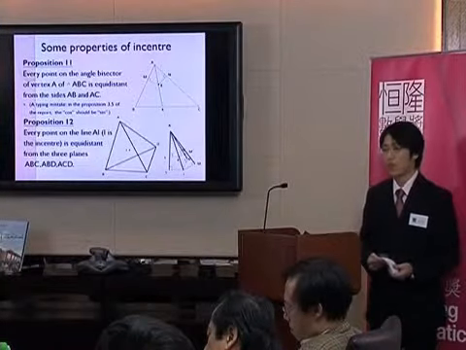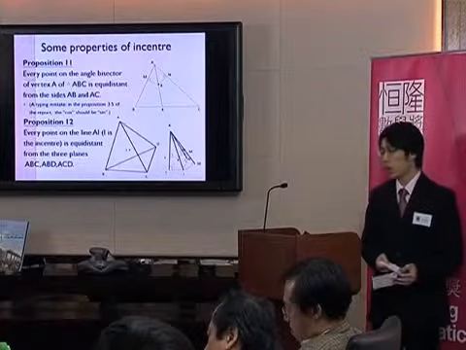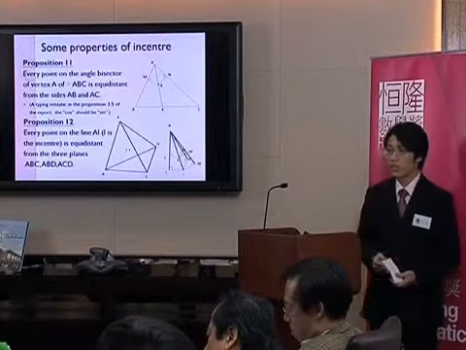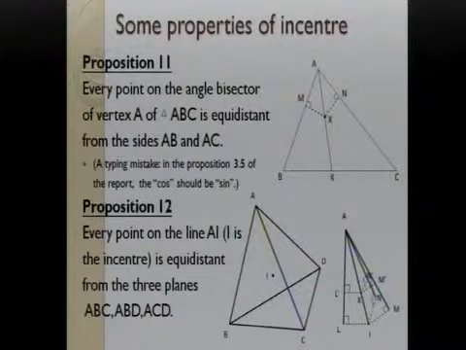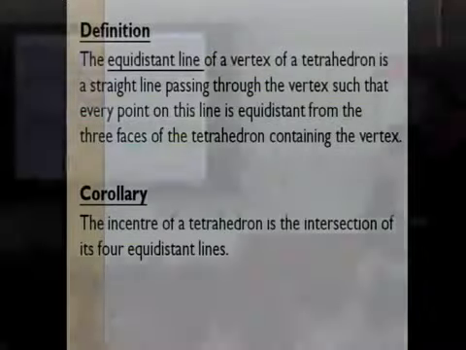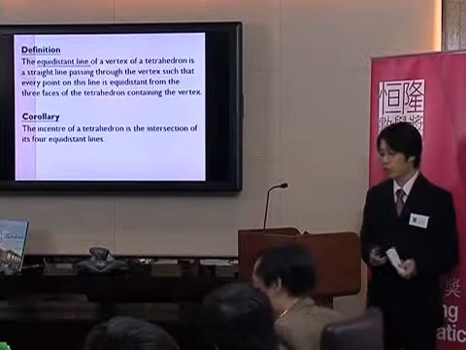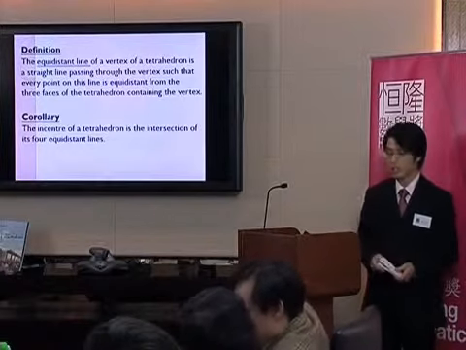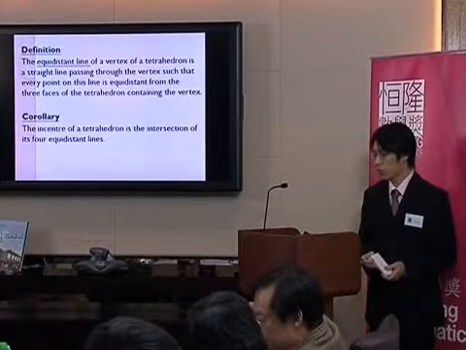And then, for the incenter, we know that the incenter of a triangle is the intersection of its three angle bisectors. But angles are not well defined for a tetrahedron. We then observe that an angle bisector for a vertex of a triangle is a line equidistant from two of its edges. And we find that every point on the line passing through the vertex and the incenter of a tetrahedron is also equidistant from three of its planes. So we define the equidistant line of a vertex of a tetrahedron. And we conclude that the incenter of a tetrahedron is the intersection of its four equidistant lines.